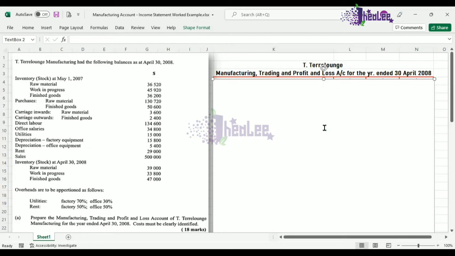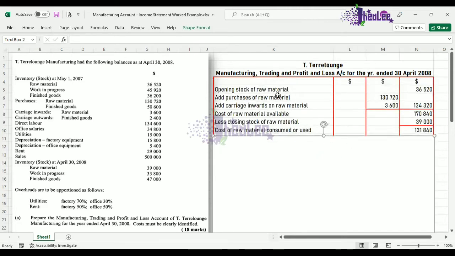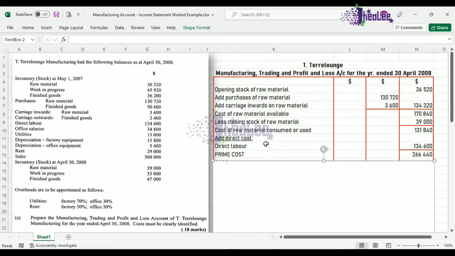Now, to do your manufacturing account, remember, the first thing that you do is to calculate your cost of raw material consumed or used. And to get to this stage, we pick up the opening raw material figure, add purchases of raw material, add carriage inwards on raw material, and then that would give you your cost of raw material available, less closing stock of raw material, that gives you your cost of raw material consumed or used. Your next aim is to generate your prime cost, and to get your prime cost, you add all other direct costs. In this question, we only add direct labor. Remember, if it indicated that it's factory labor, then of course that is also direct labor. And you add that to get your prime cost.